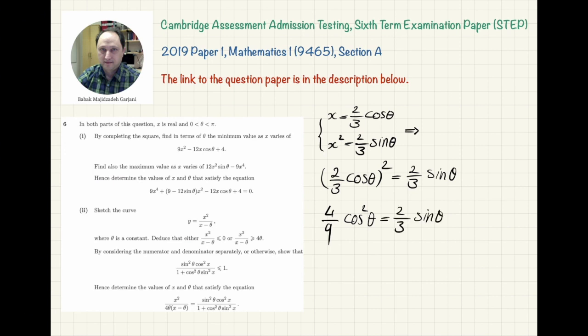And then I can multiply both sides by 9, so I will get 4 on the left, and instead of cosine squared I just write 1 minus sine squared theta, and when I multiply by 9 the right hand side becomes 6 sine theta. Okay, so I can arrange it as a quadratic equation, and of course I can simplify by 2, so it becomes 2 sine squared theta plus 3 sine theta minus 2 equals 0. I simplified everything by 2, multiplied the 2 inside, and moved everything to the right hand side.